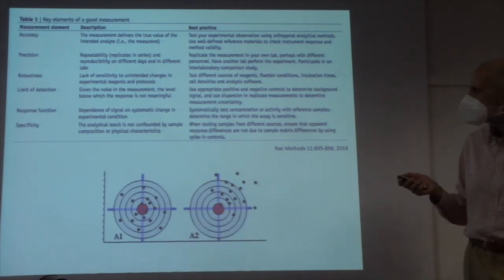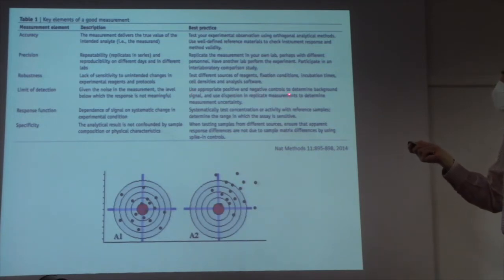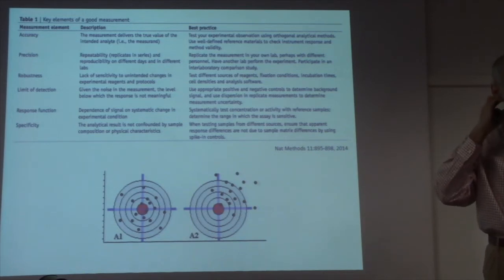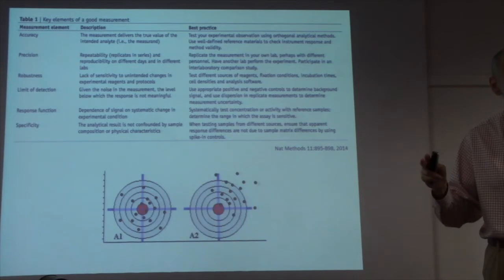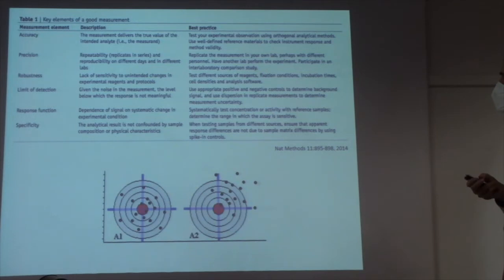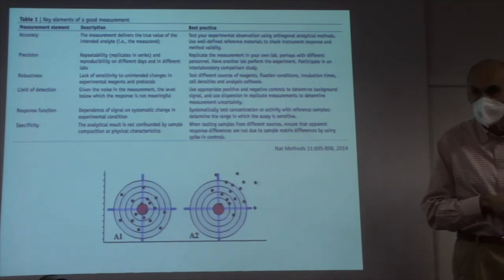Okay, how do we determine the limit of detection? Let's see what the best practice is here. Use appropriate positive and negative controls, which tells you, by the way, that you can use positive and negative controls even in measurements, not only in experiments and observations. To determine background signal, use a negative control that gives a signal, which of course is background signal. It doesn't come from the sample you are measuring. And use dispersion in replicate measurements to determine measurement uncertainty, which is what we have done here at the blackboard.